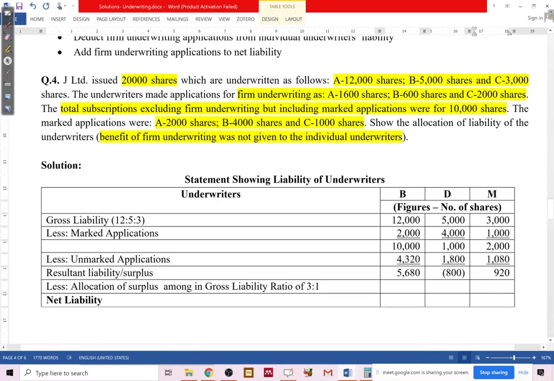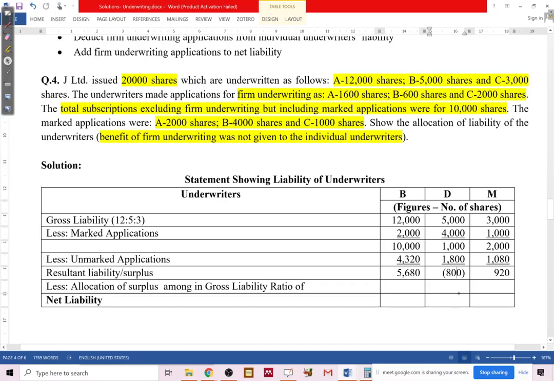Simple. After subtracting the unmarked applications, these are the amounts that we get. So two people still have a liability. B and M still have a liability, that is the positive figures, whereas D has a surplus. He happened to buy more shares than the others, isn't it? When we divided the firm underwriting, he is getting more unmarked applications, right? So 800 is a surplus.